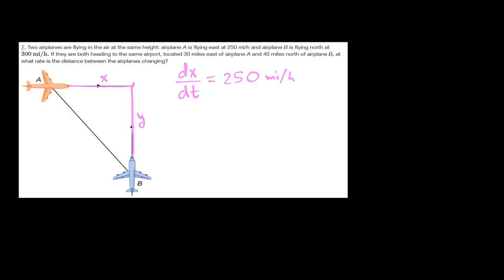Now, it also tells us that this other plane, B, is flying at 300 miles per hour. And now notice, though, this distance is decreasing, so I better make that a negative. You've got to catch that. That's a place where you can easily make a mistake. As you can see, I almost did. So now this is going to be negative 300.